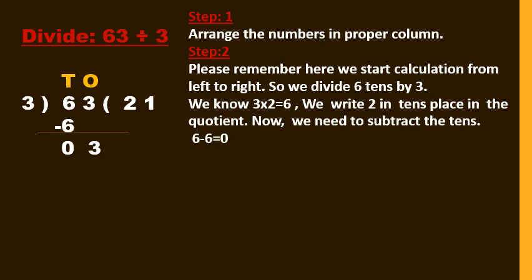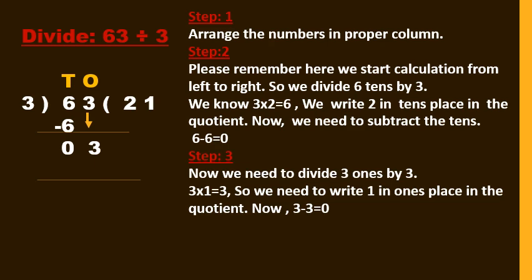Now we need to subtract the tens. So we have written 6 just below the dividend 6 in tens place. Alright, and we all know that 6 minus 6 gives us 0. Done. Now we will start with step 3. Before that, we will bring down the 3 in ones column.